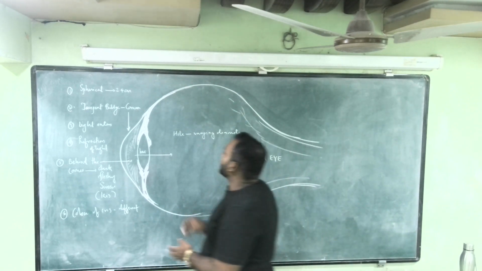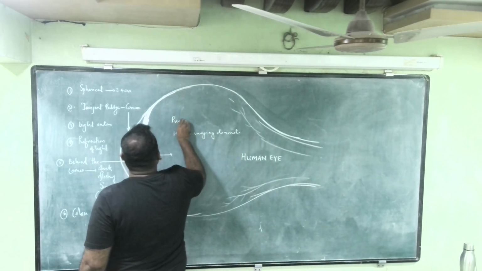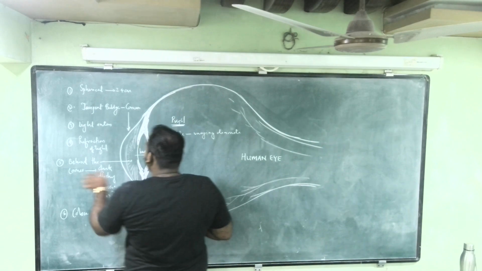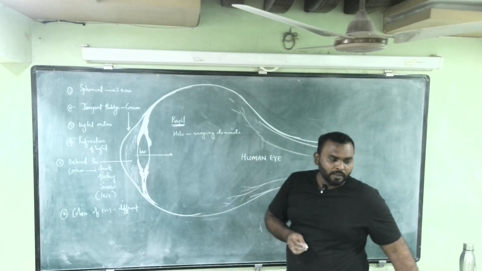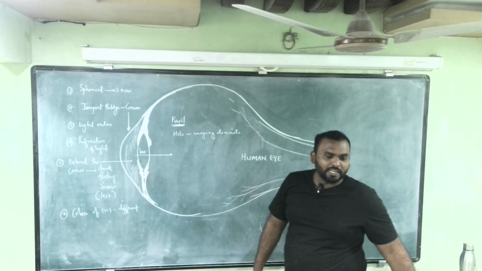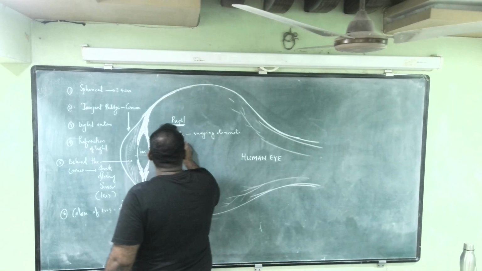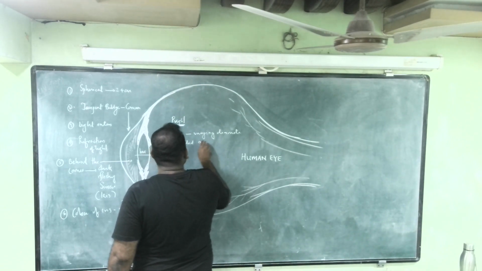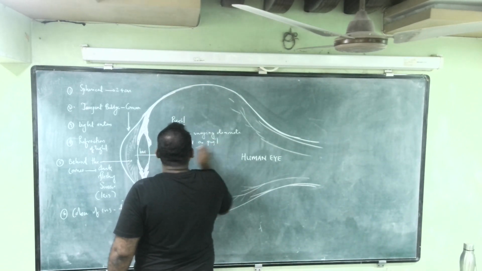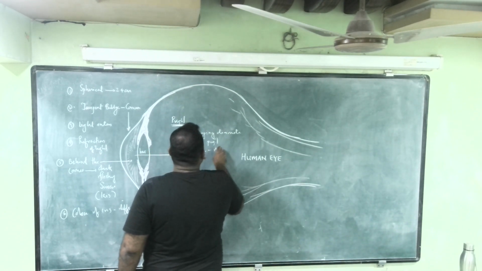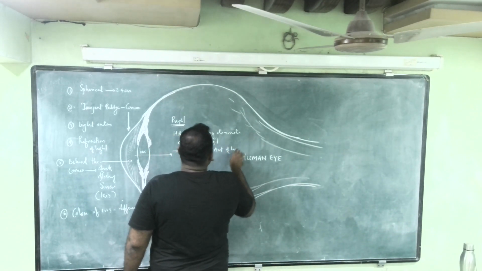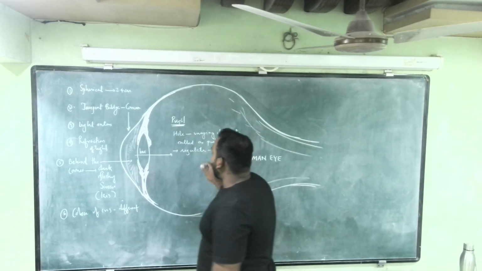This hole is called the pupil. What is this hole called? So at the center of the iris, there is a hole of varying diameter called the pupil. What does the pupil do? The pupil regulates the amount of light entering the eye.